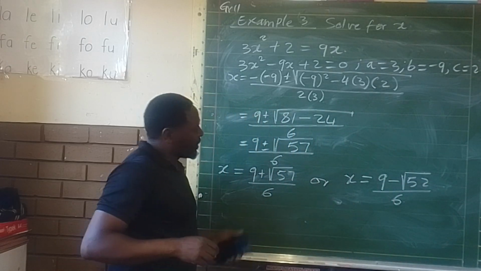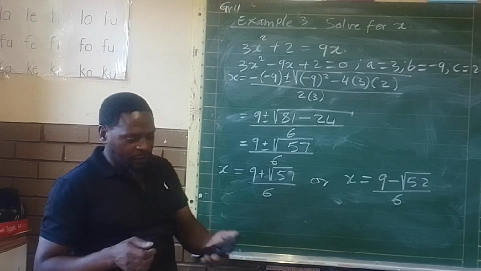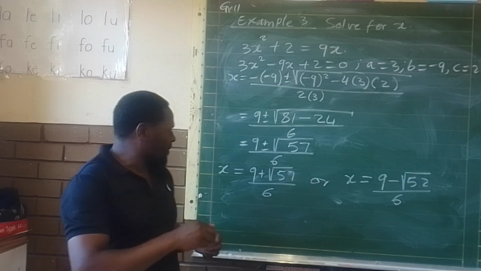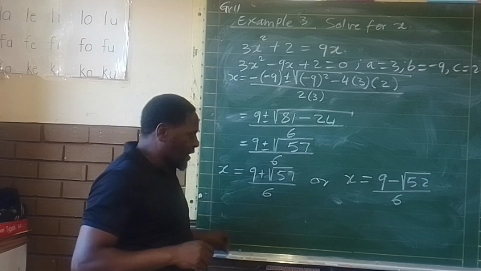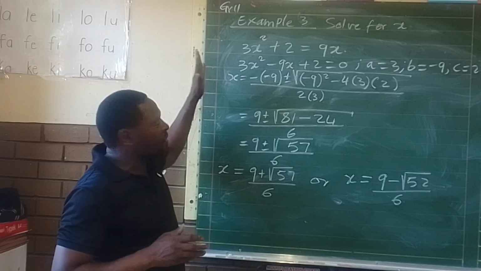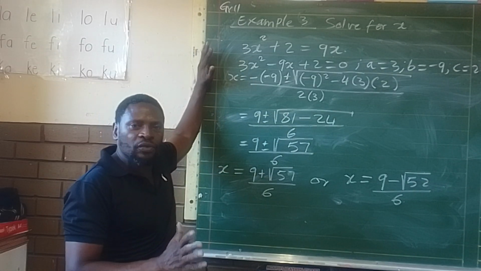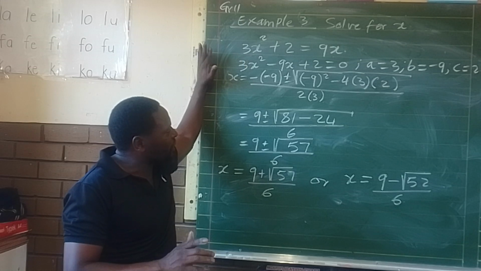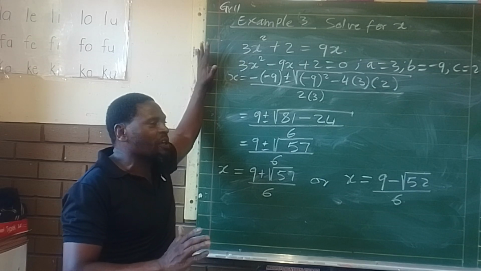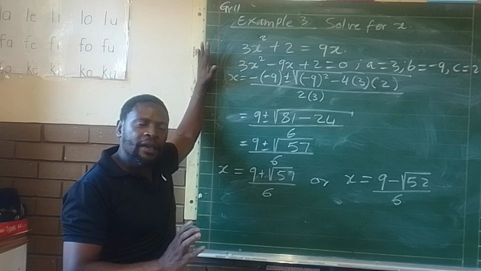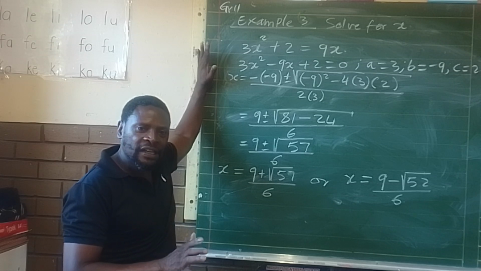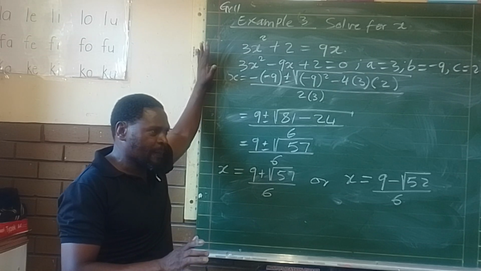Now this is the final step. I think we are done with solving the equations where you have to use your quadratic formula. Mostly you use this quadratic formula where you have no factors in your equation.